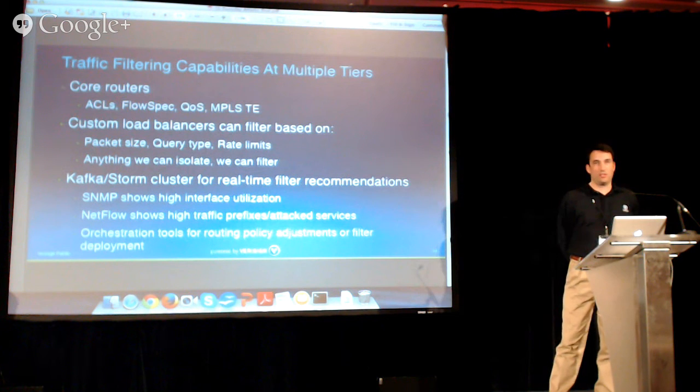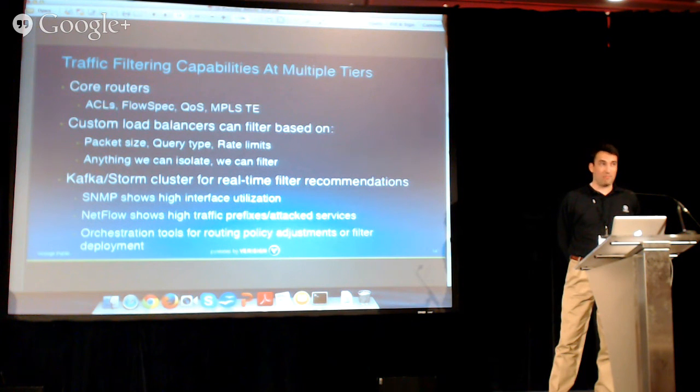We can filter at multiple layers. We can filter at our core routers. We can put ACLs in place when needed. We use BGP FlowSpec and QoS as well when we want to. We can make sure that a certain level of traffic can be allocated to a certain service.